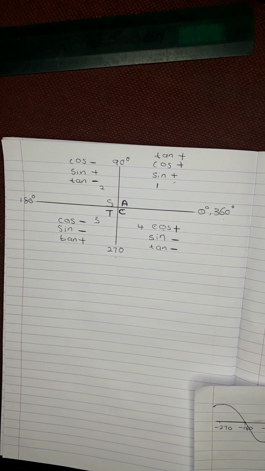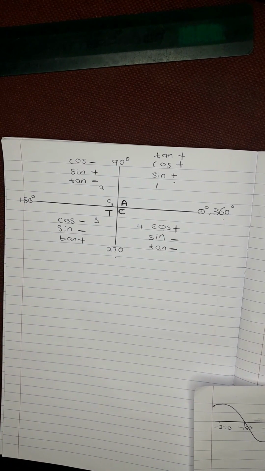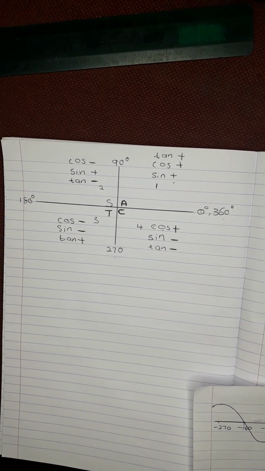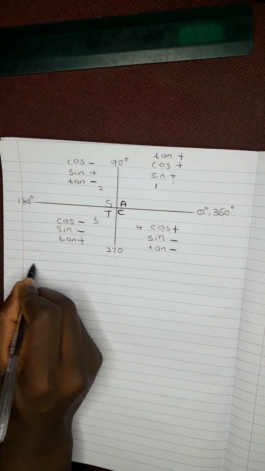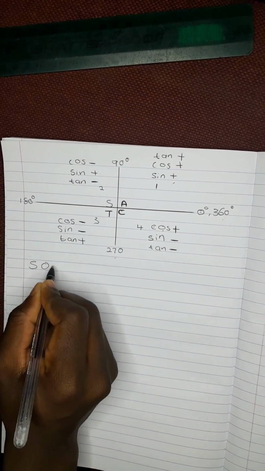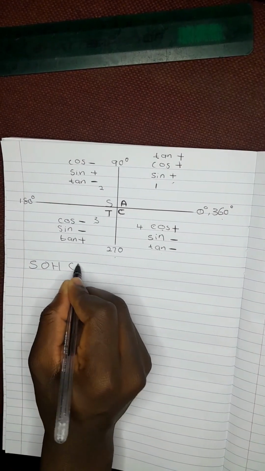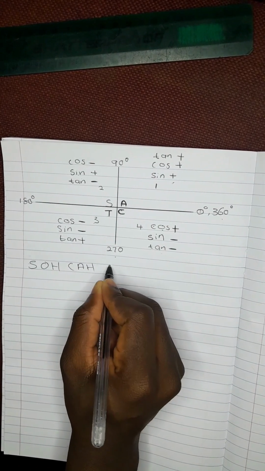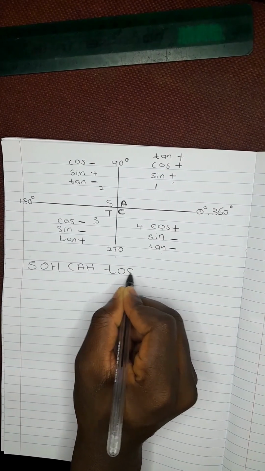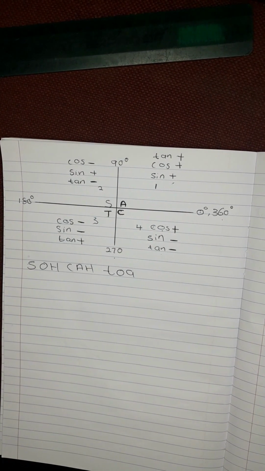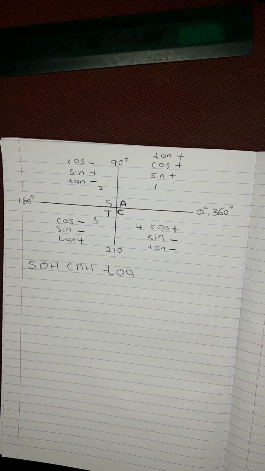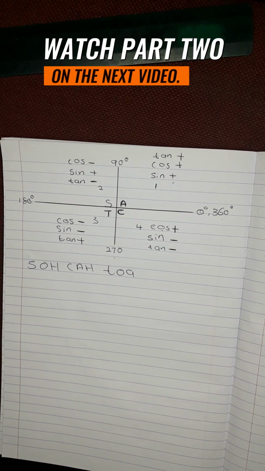We also know that we have something called SOHCAHTOA. SOHCAHTOA is also a tool that shows us where we expect our sine to be positive and where negative.